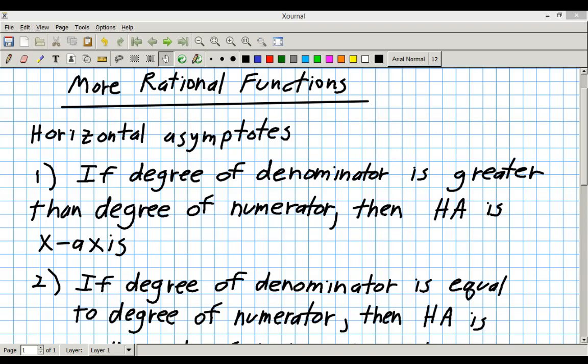So we're going to talk about horizontal asymptotes and how to find them when you graph a rational function. You want to compare the degree of the top of the rational function with the bottom. Remember, the degree is the highest exponent. As soon as I go through this stuff, you'll see three examples and it'll put it into practice for you. So number one, if the degree of the denominator is greater than the degree of the numerator, then the horizontal asymptote is the x-axis. So again, look at the highest power of the denominator. If that's greater than the highest power of the numerator, then your horizontal asymptote is the x-axis.